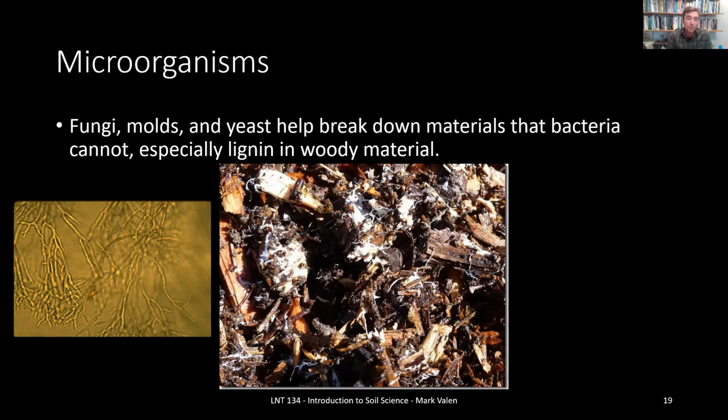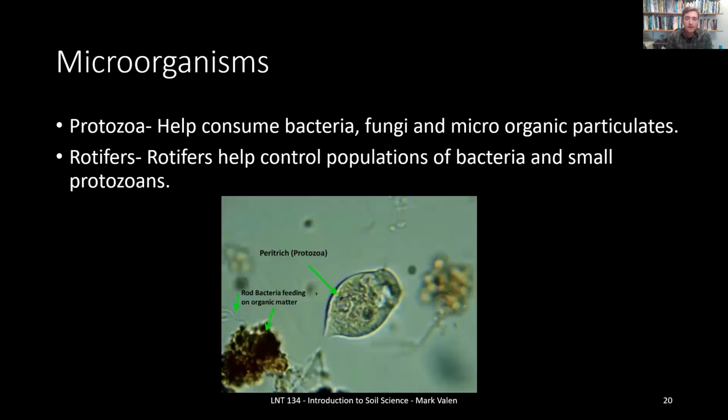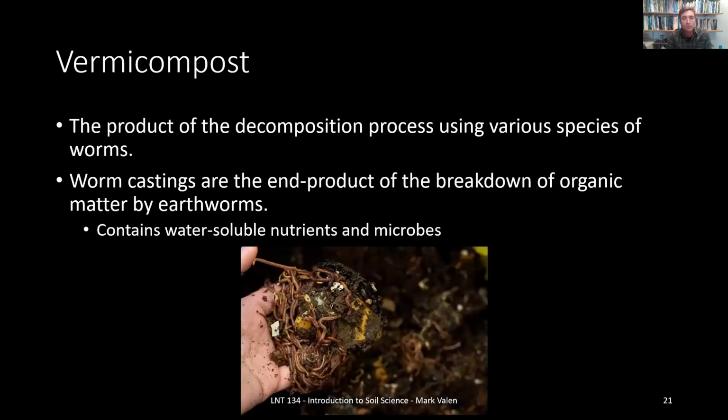And then we start to have little arthropods and little insects and animals, things like protozoa, rotifers, single-celled organisms. These are very important in the compost. What they do is they feed on bacteria and fungi and other small organisms. And then when they poop them out, they are releasing them in a water-soluble form that is available to your plants.